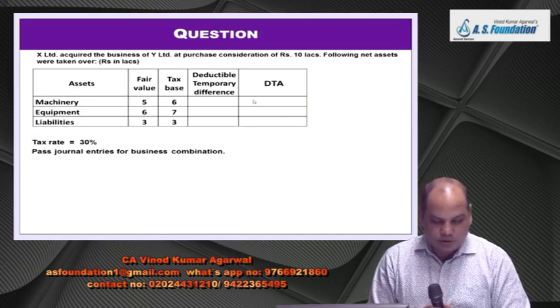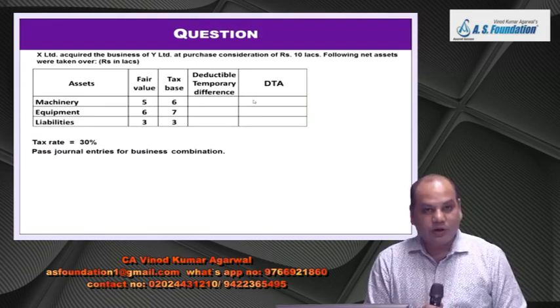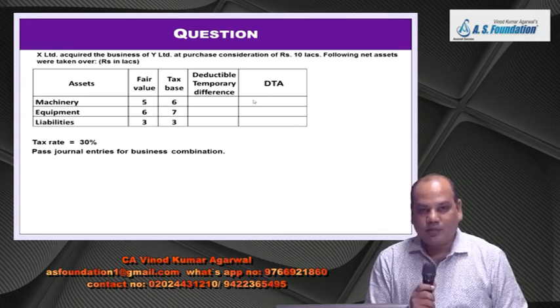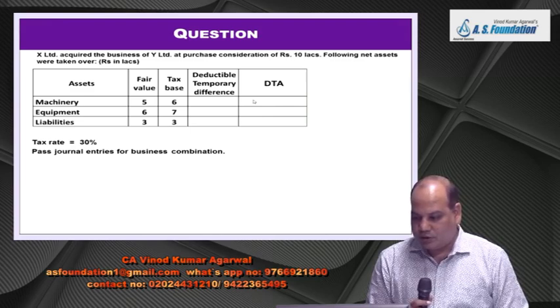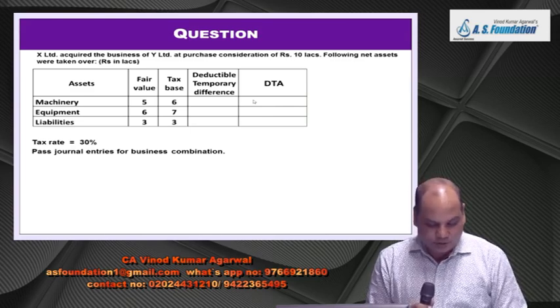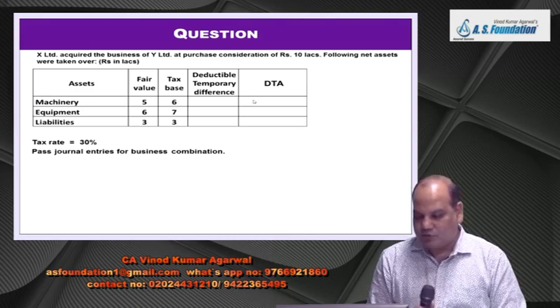Next question number 39. X Limited acquired the business of Y Limited at a purchase consideration of rupees 10 lakh. Following net assets were taken over. Fair value, tax base, deductible temporary difference, DTA, tax rate 30%. Pass journal entries.